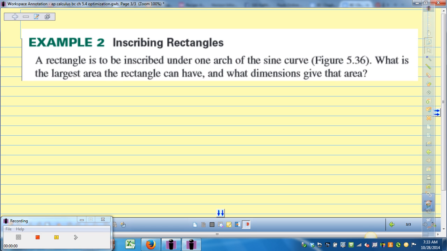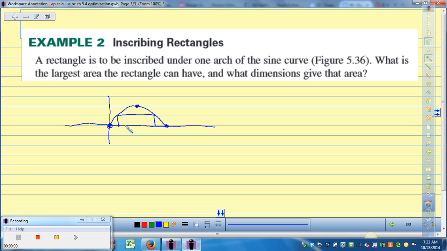A rectangle is to be inscribed under one arch of the sine curve. What is the largest area the rectangle can have, and what dimensions give that area? All right, right now, draw yourself a picture. One arch of the sine curve. You're going to have a rectangle inscribed in it. Like this, and we've got some rectangle inscribed in there.